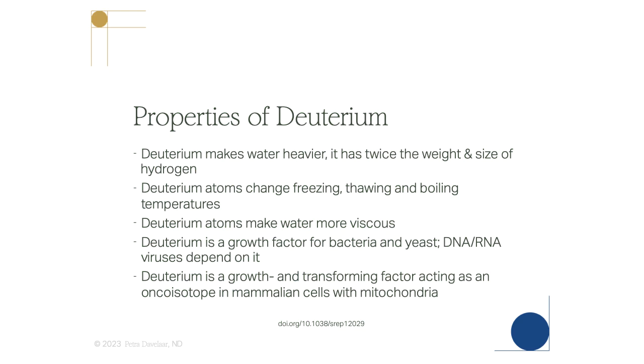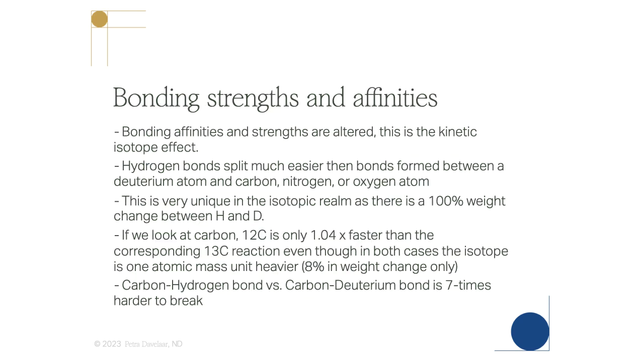Deuterium is a growth factor for bacteria and yeast, and DNA and RNA viruses depend on it. Deuterium is a growth and transforming factor, acting as an oncoisotope in mammalian cells that have mitochondria. So as I said, once a deuterium atom has replaced a hydrogen, this changes everything the atom, or the water molecule, reacts with. For example, bonding affinities and strengths are altered. This is what we call the kinetic isotope effect.